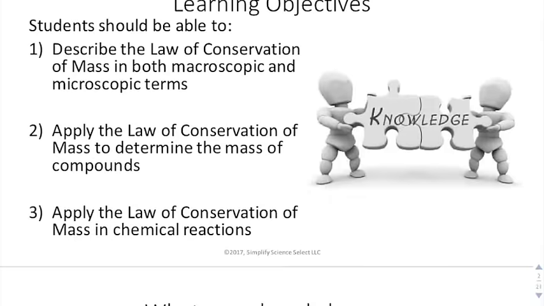So, it says you should be able to describe the law of conservation of mass in both macroscopic and microscopic terms. You should be able to apply the law of conservation of mass to determine the mass of compounds, and you should be able to apply the law of conservation of mass inside a chemical reaction.